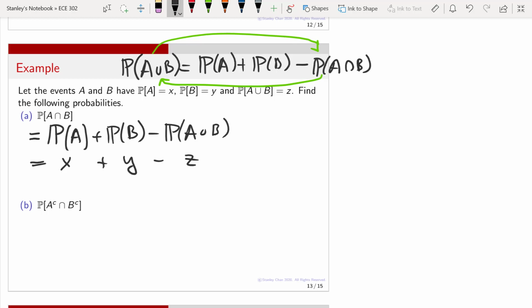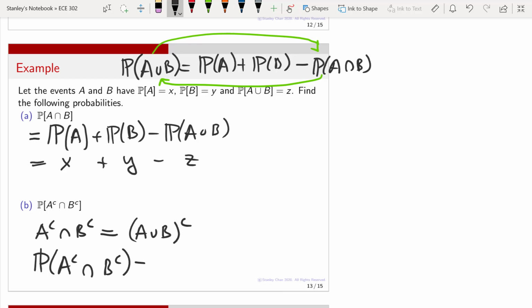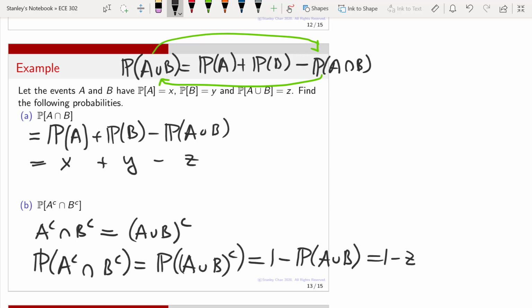How about the probability of A complement intersect B complement? How do we calculate this result? Well, you can see that this is A complement intersect B complement. That is the same as the complement of A union B, by De Morgan's law. So the probability of A complement intersect B complement is the same as the probability of the entire A union B complement, which is 1 minus the probability of A union B. So that will give you 1 minus Z.